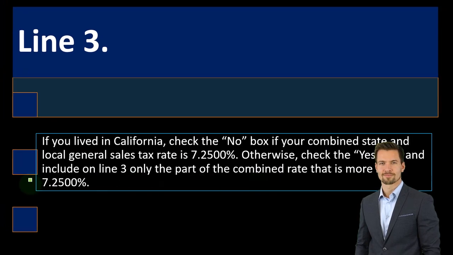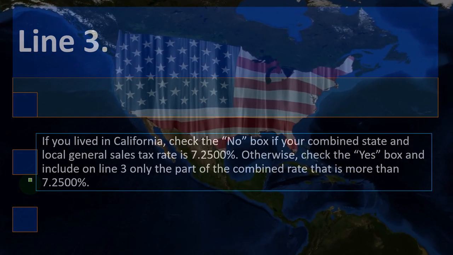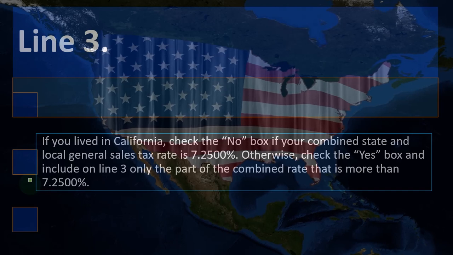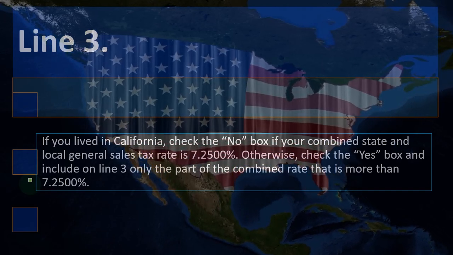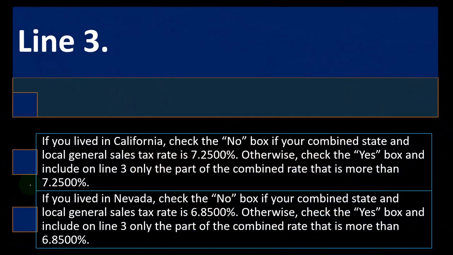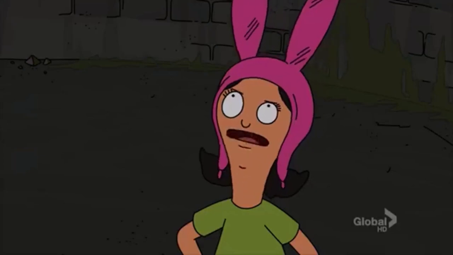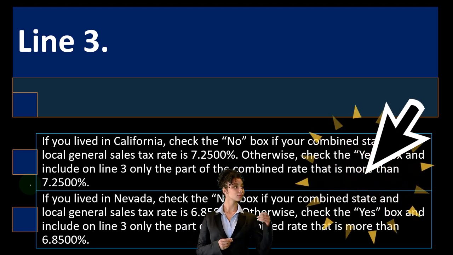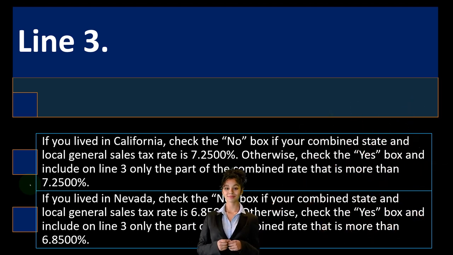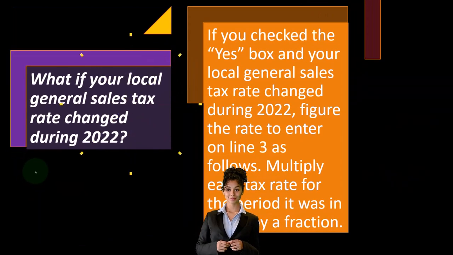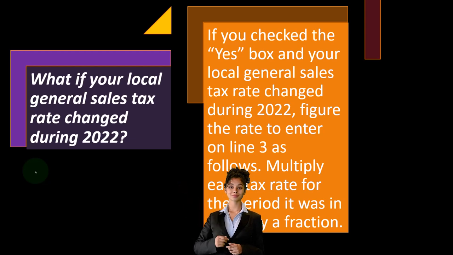Line 3. If you lived in California, check the no box if your combined state and local general sales tax rate is 7.25%. Otherwise, check the yes box and include on line 3 only the part of the combined rate that is more than 7.25%. If you lived in Nevada, check the no box if your combined state and local general sales tax rate is 6.85%. Otherwise, check the yes box and include on line 3 only the part of the combined rate that is more than 6.85%. So what if your local general sales tax rate changed during 2022?